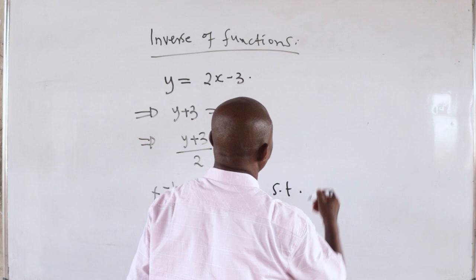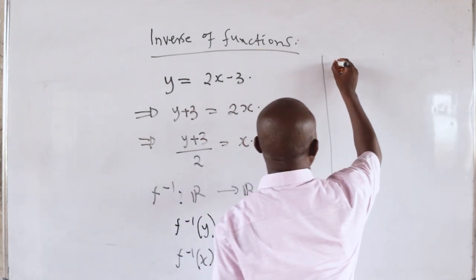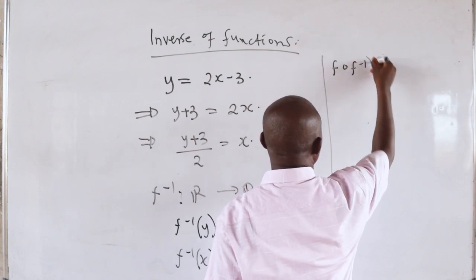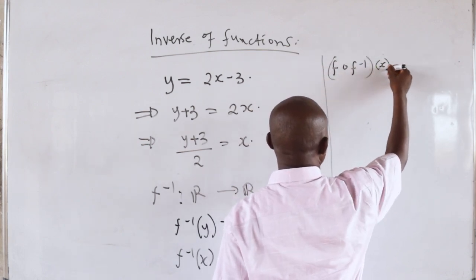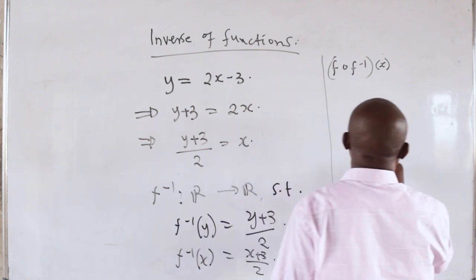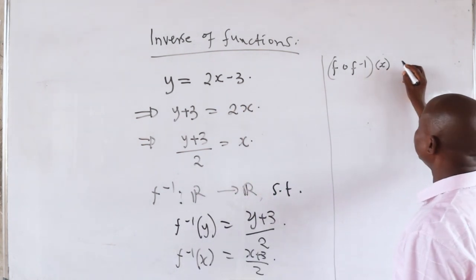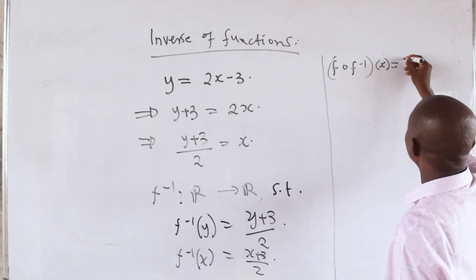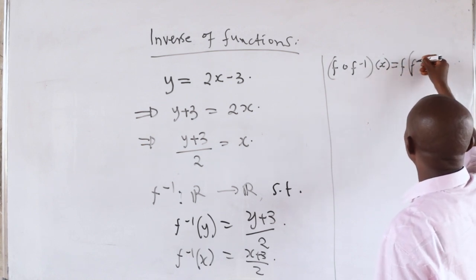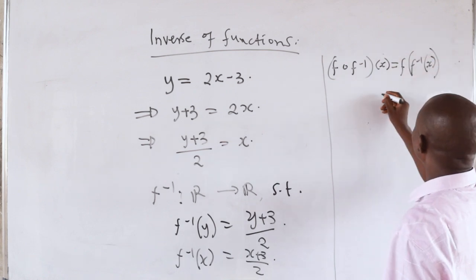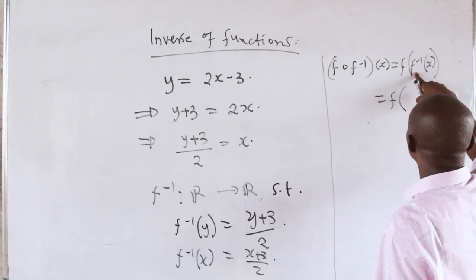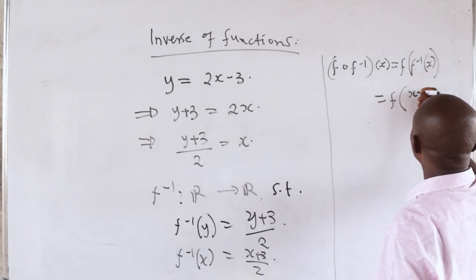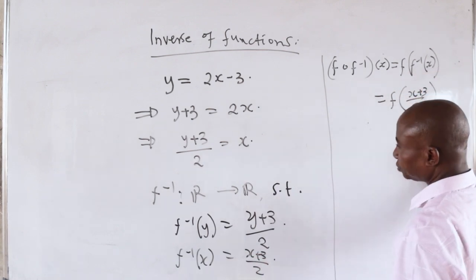Let's check what we're going to get by composing f with f⁻¹ and allowing it to act on x. Do not forget how we defined composition of functions in the previous videos. This is nothing but f acting on f⁻¹(x), which is f of (x + 3)/2.